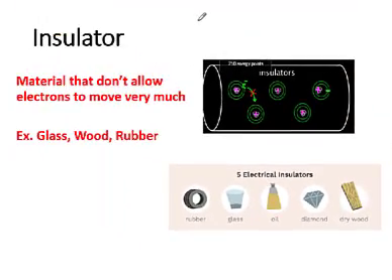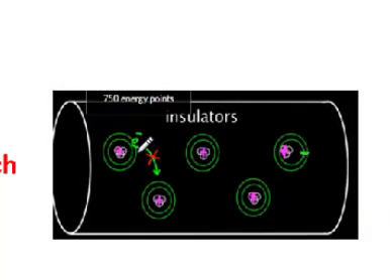Insulators are the opposite of conductors. They don't allow electrons or charged particles to move very much. Glass, wood, rubber. These are all examples of insulators. Diamonds, oil. Notice in the drawing here, the electron is not able to move. It's basically stuck with its atom, and it can move on either side of its atom, but it can't move from atom to atom.